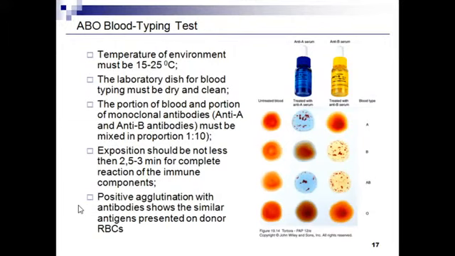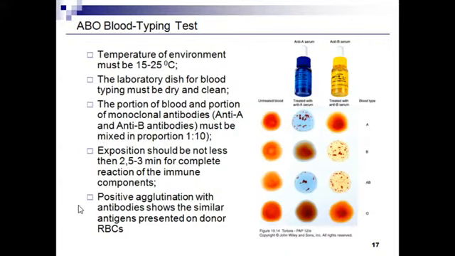Technique of the reaction. A very simple technique. The duration of the test takes 2.5 or 3 minutes. We should have a set of reagents, anti-A and anti-B reagents, monoclonal antibodies. You should have a laboratory dish for blood typing and special rooms for hemotransfusion, for pre-transfusion testing, that are present in any clinical hospital.